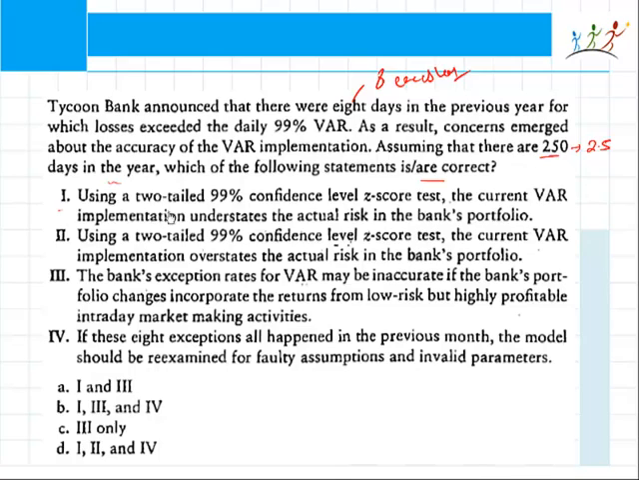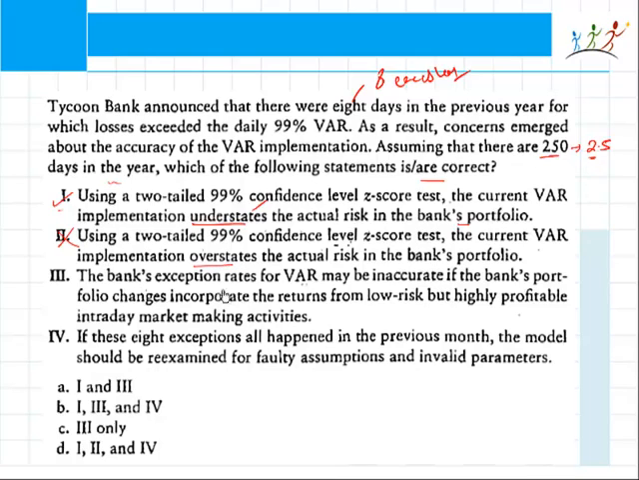So option 1 is that using a two-tailed 99% confidence level, the current VAR implementation understates the actual risk in the bank's portfolio. The statement is correct because there should have been 2.5 and there are actually 8. So risk is being understated. Using a 99% confidence, the current VAR implementation overstates the actual risk. That is incorrect.